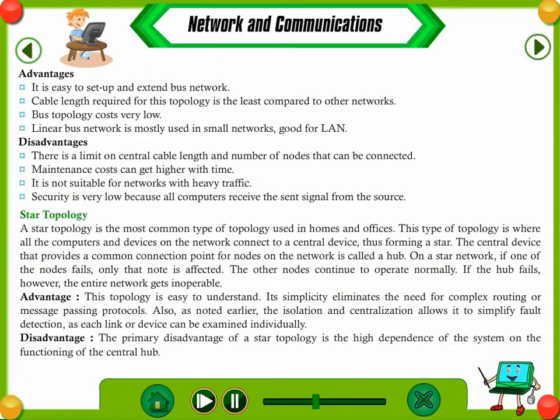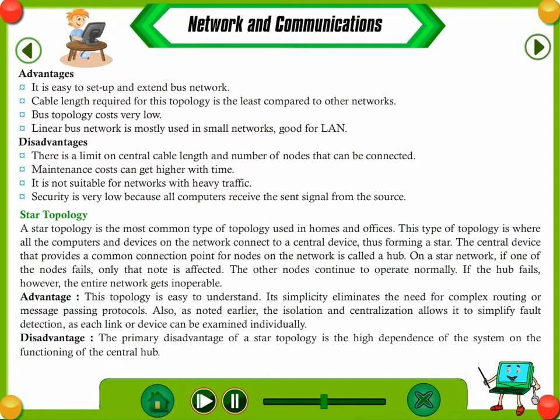Star topology. A star topology is the most common type of topology used in homes and offices. This type of topology is where all the computers and devices on the network connect to a central device, thus forming a star. The central device that provides a common connection point for nodes on the network is called a hub. On a star network, if one of the nodes fails, only that node is affected. The other nodes continue to operate normally. If the hub fails, however, the entire network becomes inoperable.